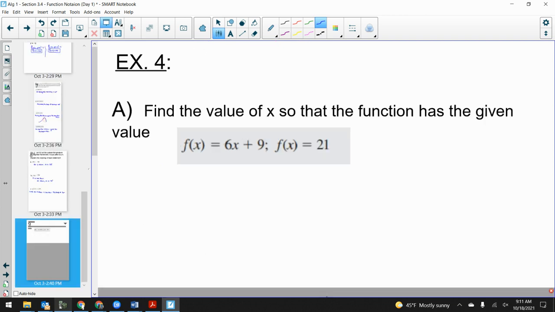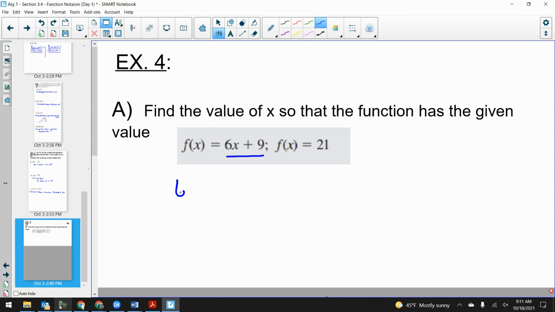Last problem we got here. Now, this problem looks more difficult than it actually is. And figuring out what to do with it is the hard part. The actual math behind it is not so bad. For example, you find the value of x so that the function has the given value. I'm telling you that the function is 6x plus 9. That's my equation. And I want to find out my input. What input gives me 21? What is the input that makes the function equal to 21? That makes the y value equal to 21.